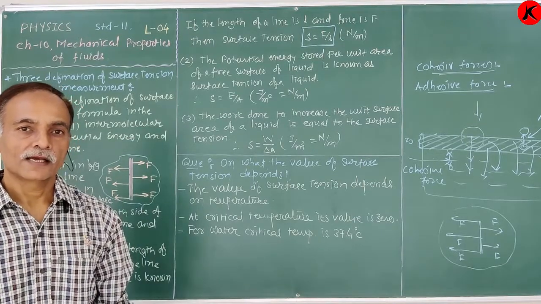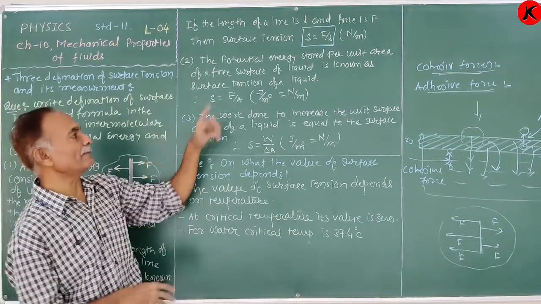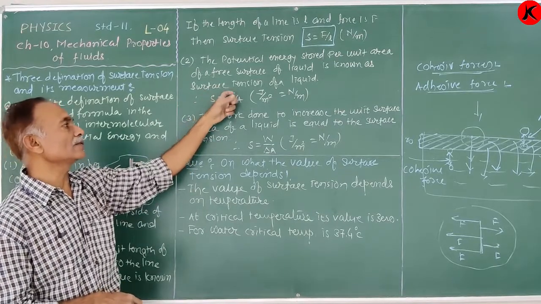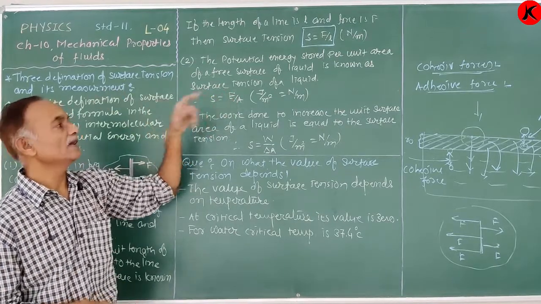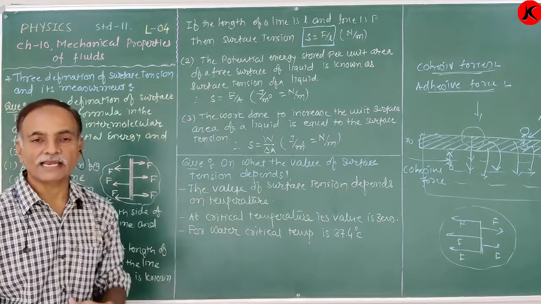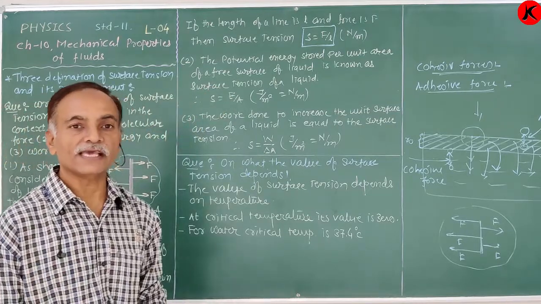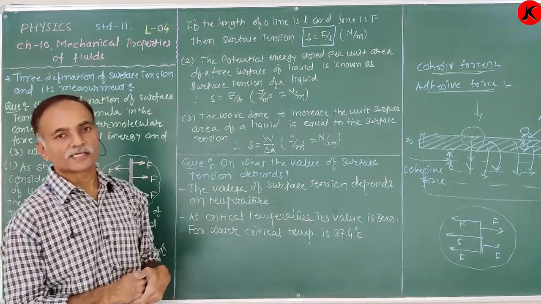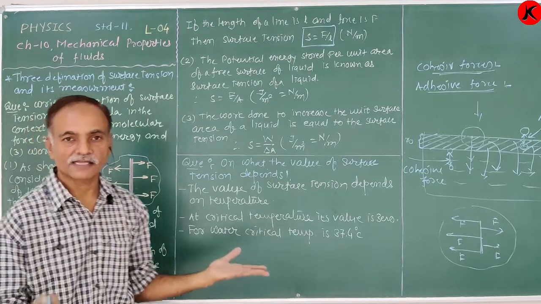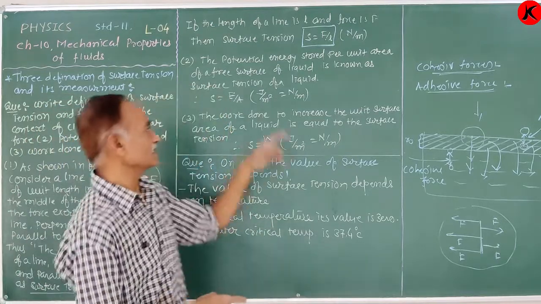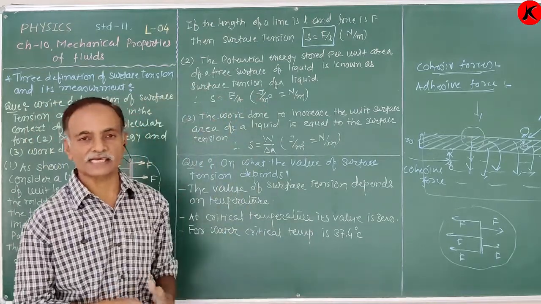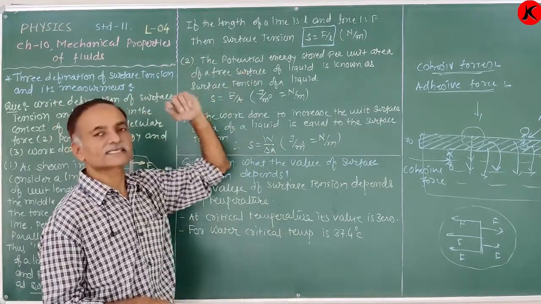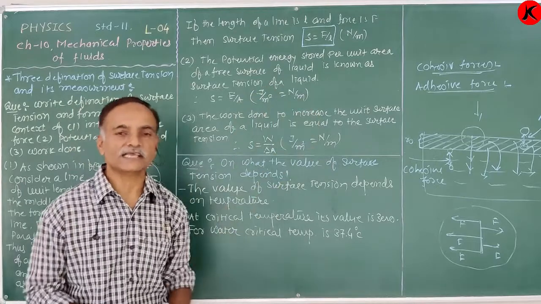From this definition, the equation of surface tension is S is equal to E upon A, the potential energy divided by the area. The SI unit is joule per meter squared. Joule is nothing but Newton into meter. Per meter squared, one meter cancels, therefore Newton per meter is the SI unit of surface tension. Both definitions have the same SI unit.